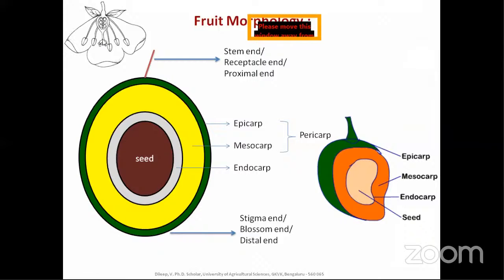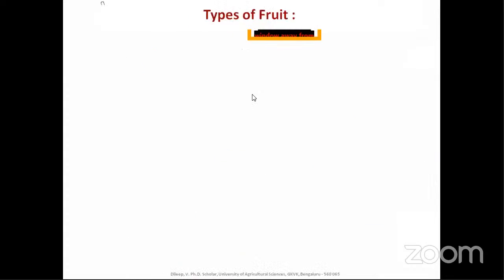Why stigma end? Because this is the portion where the stigma will be there, but after the development of the fruit, the stigma is not present now. So, I will tell you again, you should be 100% clear about the morphology. Otherwise, what other things might come as questions? What is the edible part? Which fruit is a modification of which part? You can easily answer those questions when you know these things.